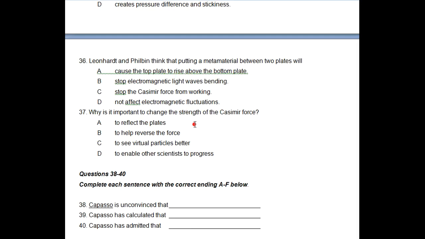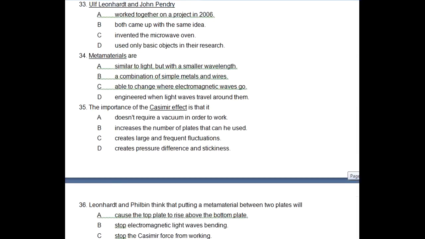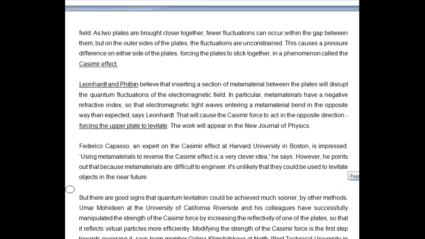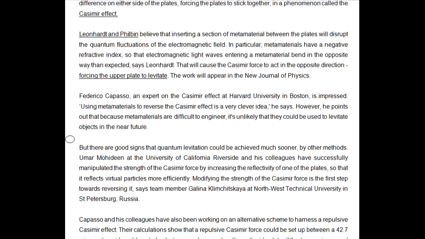Why is it important to change the strength of the Casimir force? Now you can see there is a direct question that you have. So perhaps you might not have to read the options here. You have to see why it is important to change the strength, something you have to find out. Okay, fine. Change the strength. Right, we have read here, so we'll move further.